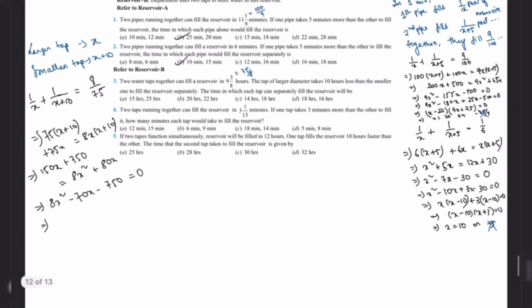Let us just double check our calculations again. So 75 times x plus 10. So 75x and 75x will give us 150x. We have an 8x square here. Yeah, calculations are okay.